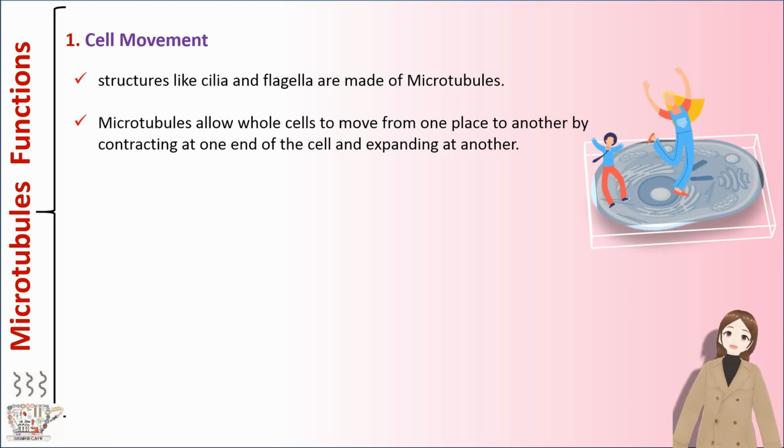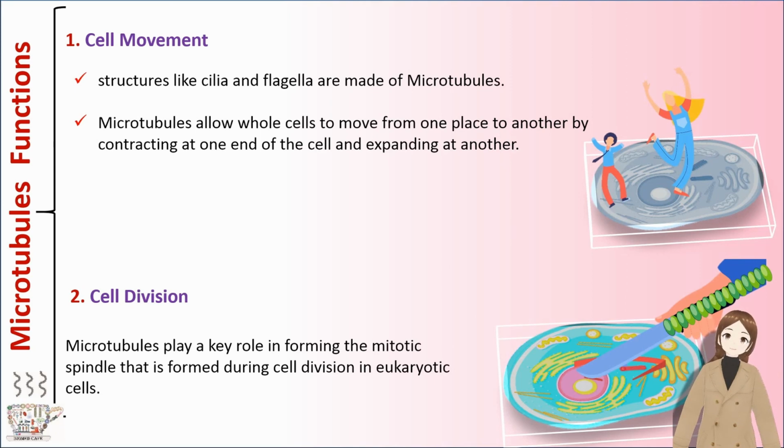Microtubules allow whole cells to move from one place to another by contracting at one end of the cell and expanding in another. 2. Cell division. Microtubules play a key role in forming the mitotic spindle that is formed during cell division in eukaryotic cells.